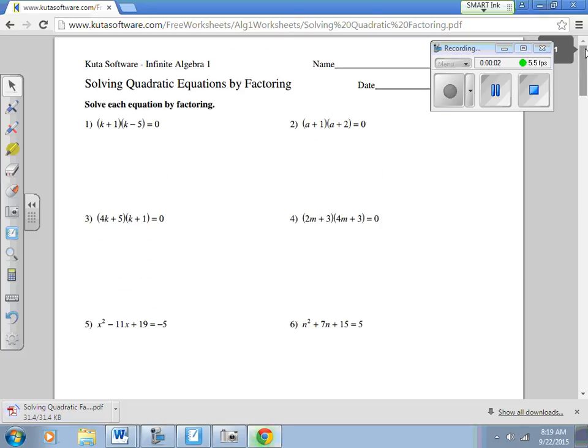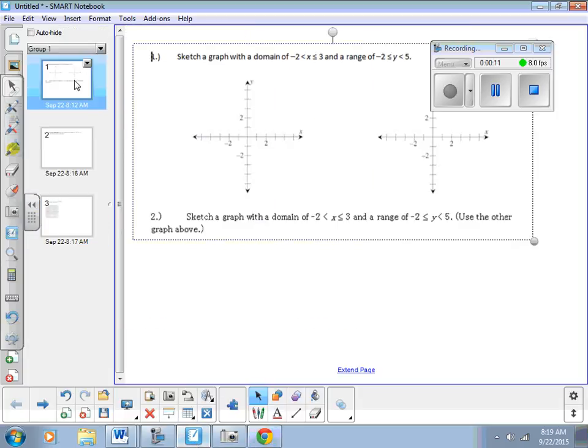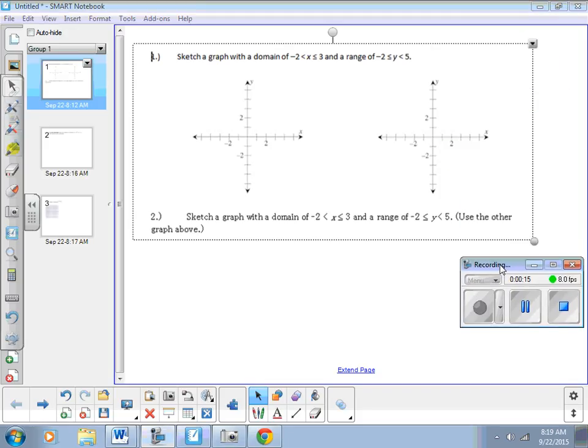The handouts we're going to do are called solving by factoring today. So I'm going to go over those two that you saw at the beginning. Sketch the graphs with a domain of -2 is less than x, and x is less than or equal to 3, and a range of -2 is less than y, and y is less than 5.